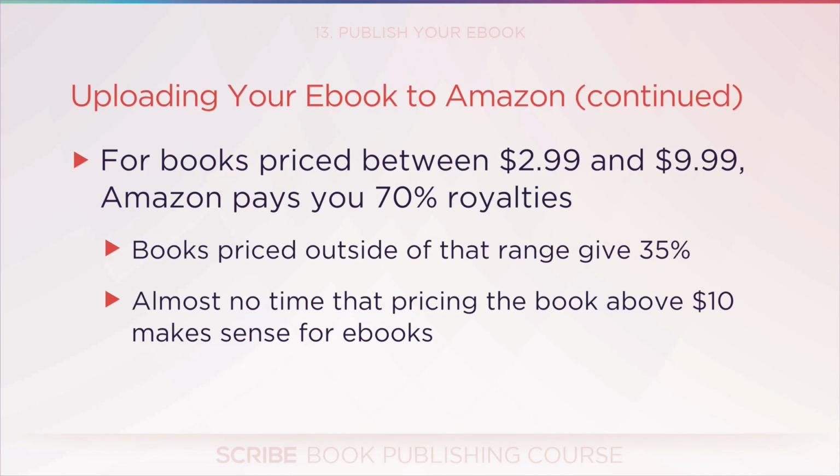For books priced between $2.99 and $9.99, Amazon pays you 70% royalties, but make sure to select the 70% royalty option or they may default to the 35% option. For books priced outside of that range, your only option will be to select the 35% royalty. This is pretty clear. If your goal is to maximize revenue for the book, you want to make sure you're inside that window. If you're more focused on moving copies than making money, sometimes it'll make sense to price the book at 99 cents or $1.99. There's almost no time that pricing the book above $10 makes sense for ebooks.